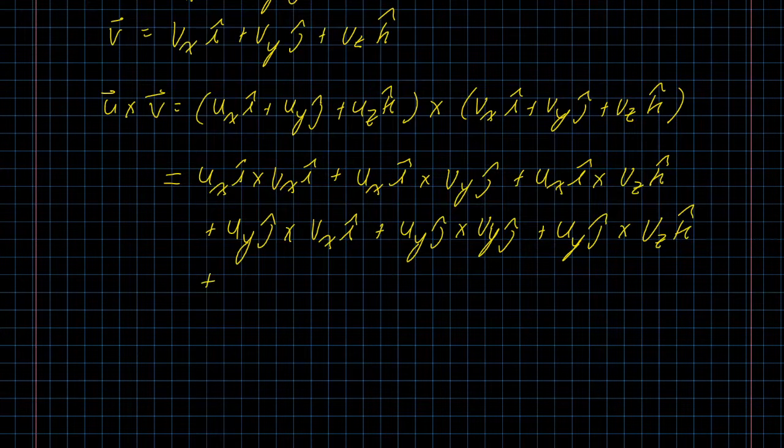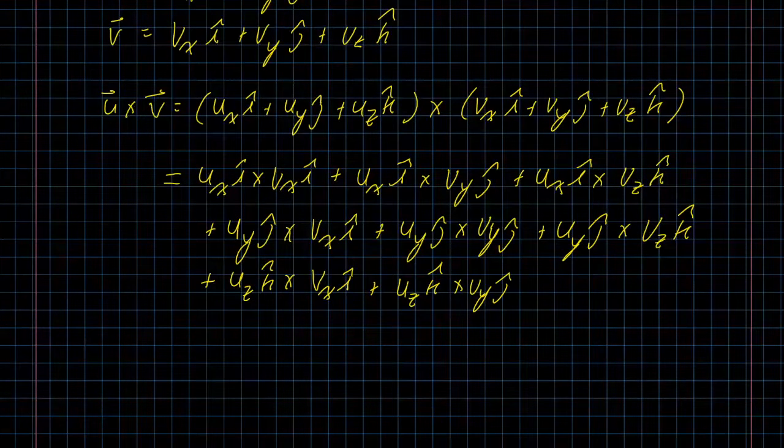And then we do it with the z component. uzk cross vxi, uzk cross vyj, uzk cross vzk.